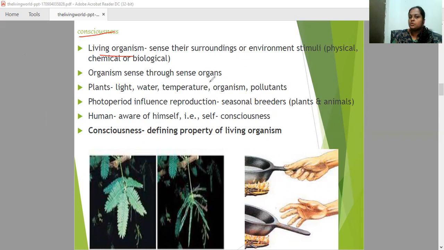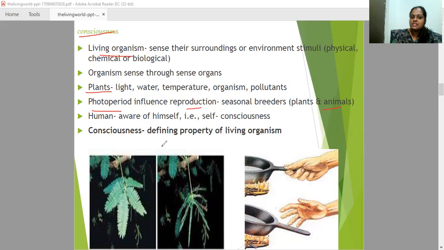Organisms sense through sense organs. Living organisms have sense organs, like animals. Plants also have sense organs which sense things, right? Plants sense light, water, temperature, pollutants, and react to changes in the environment. Photoperiod, meaning the light period, influences reproduction, that is season, especially for seasonal breeders, that is plants and animals. And a human is aware of himself. Self-consciousness is the main or peculiar character of a human being, which is not seen in any other. Self-conscious means aware of himself, usually seen in humans.